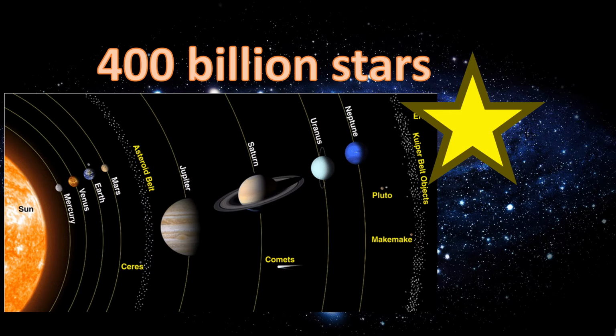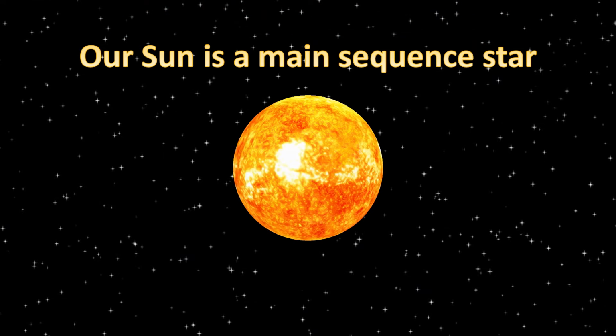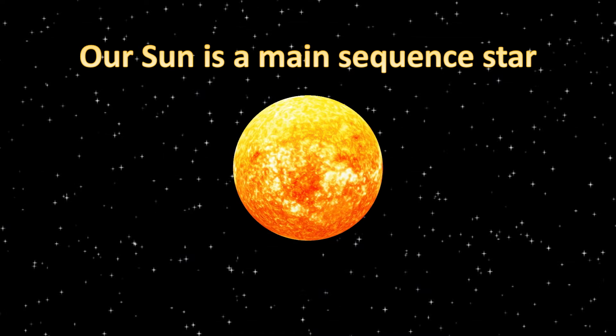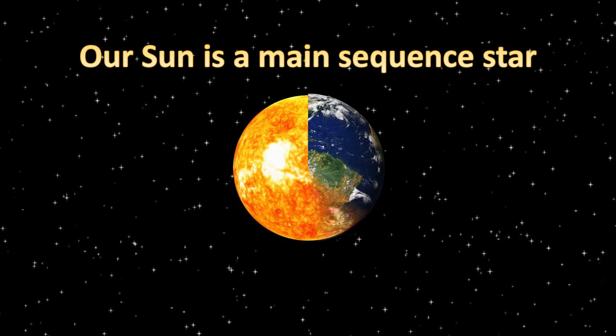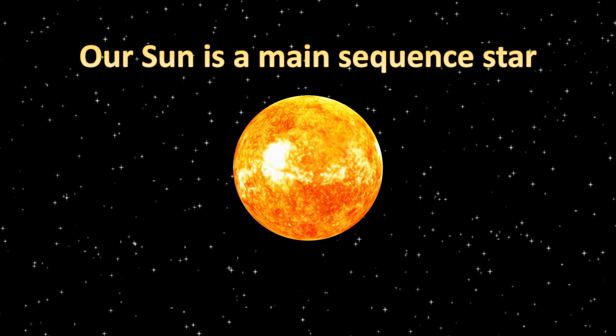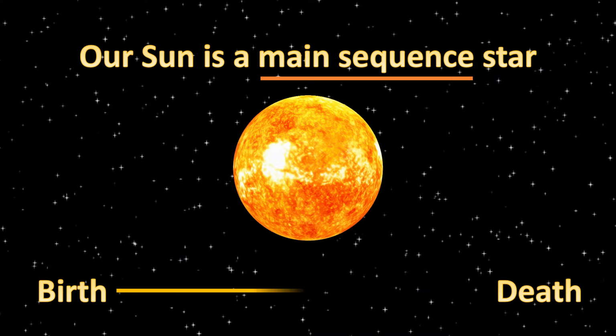Let's take a closer look at our Sun. Our Sun is a main sequence star. It provides us with the energy our planet needs to be habitable. In fact, the Earth and everything in it originated from our Sun. So technically, we're all made of stardust. The main sequence title is because our Sun is about halfway through its lifespan. Let's take a look at the lifespan of the Sun and big and smaller stars.